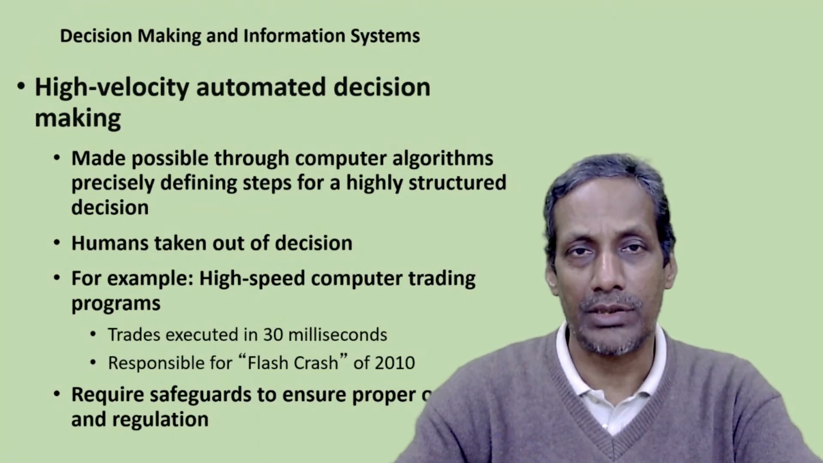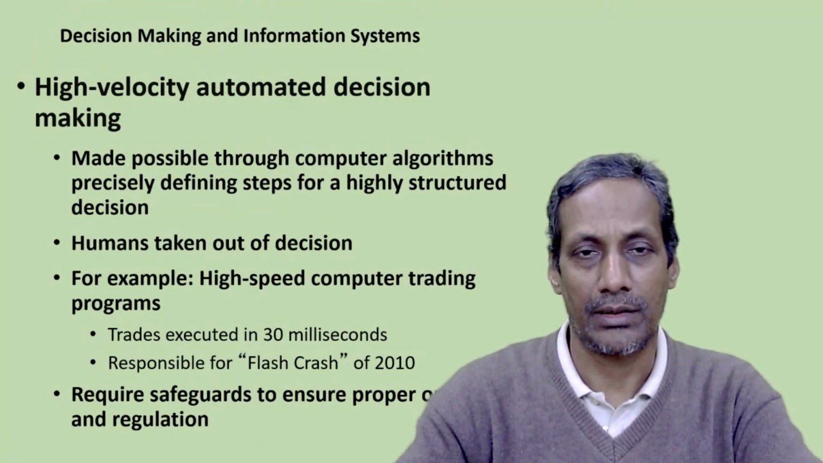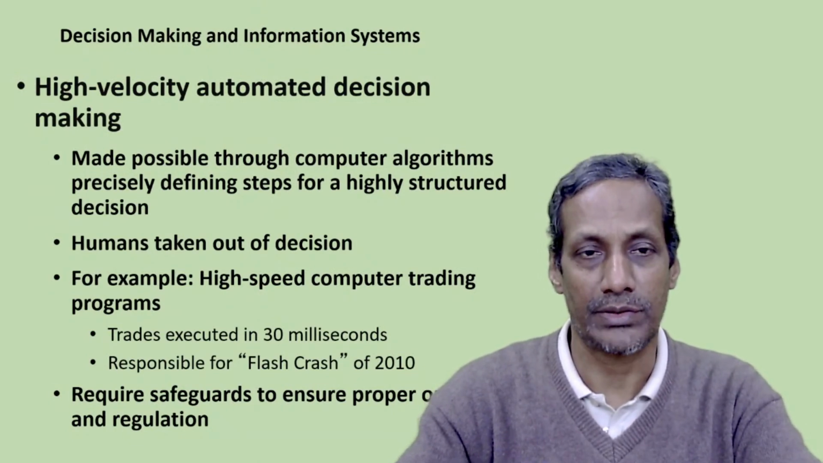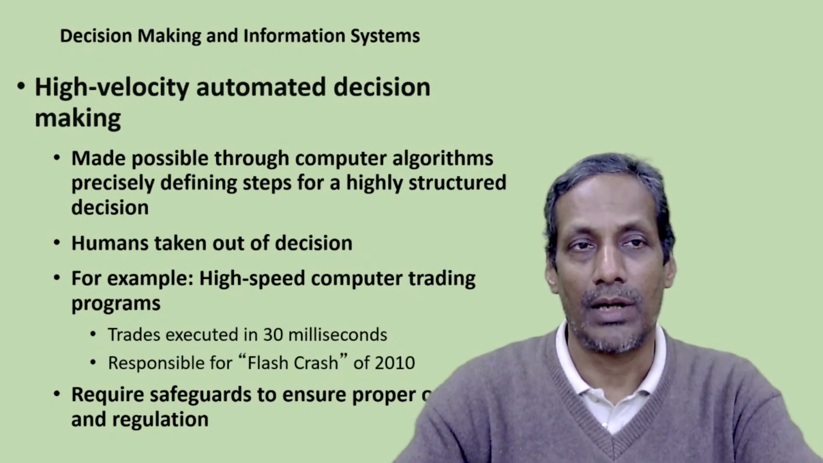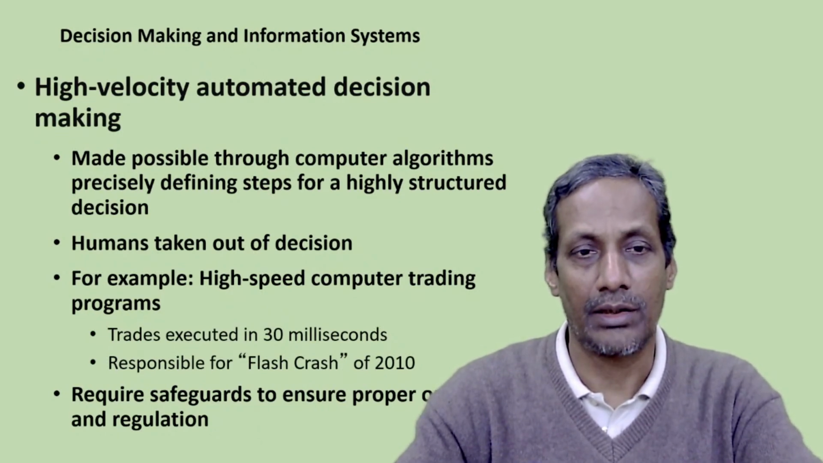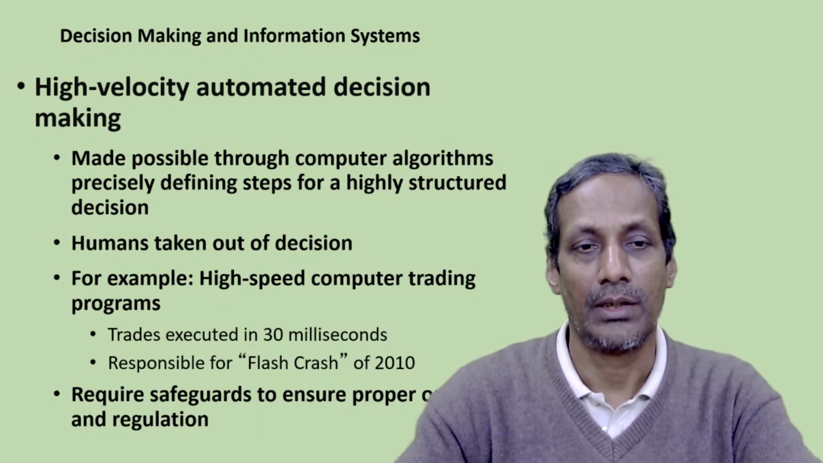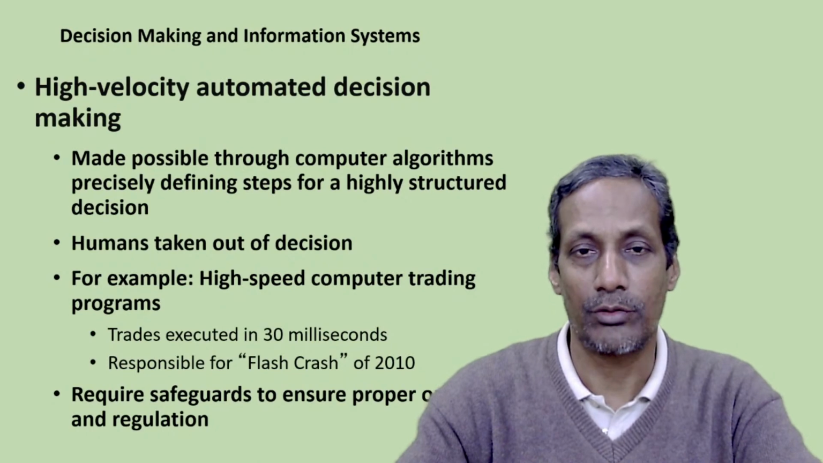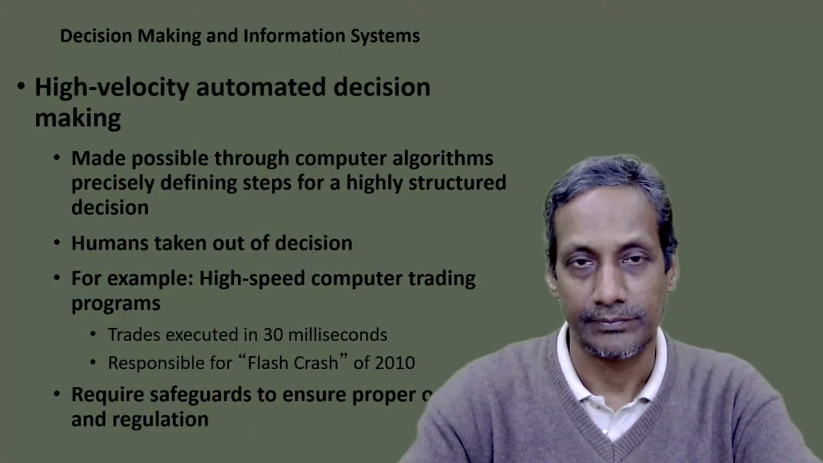In a high velocity automated decision making scenario, humans are taken out of the decision making process. High velocity automated decision making requires safeguards to ensure proper operation and regulation. They require safeguards to be installed so that they can generate the right kind of results to be utilized by the managers at that particular level.